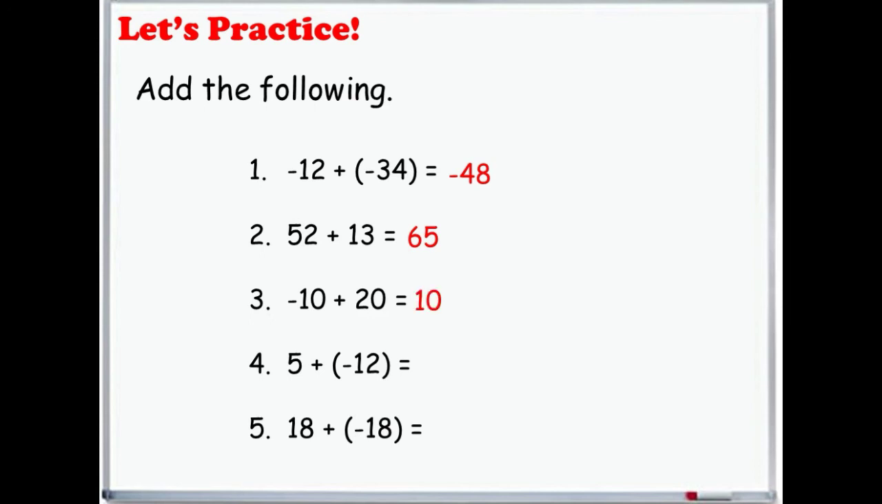For number 4, you have 5 plus negative 12. So we have here 12 minus 5 is 7, but we need to follow the sign of the greater absolute value, which is negative. That's why our answer here is negative 7. For number 5, 18 plus negative 18, the answer is 0. Okay.